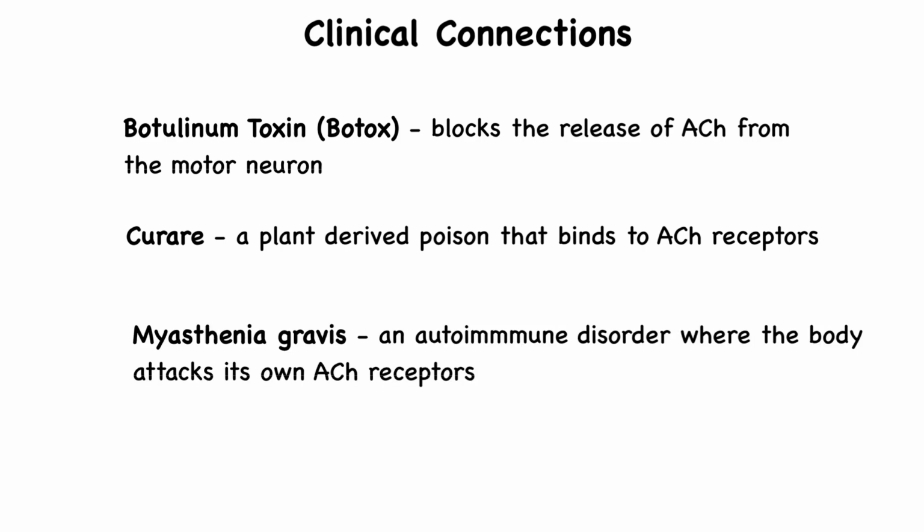Myasthenia gravis is an autoimmune disorder where the body attacks its own acetylcholine receptors, making communication between neurons and muscles weaker. Patients often experience muscle weakness that worsens with activity. These conditions highlight just how precise and essential the neuromuscular junction is. Any disruption to its communication can have profound effects.